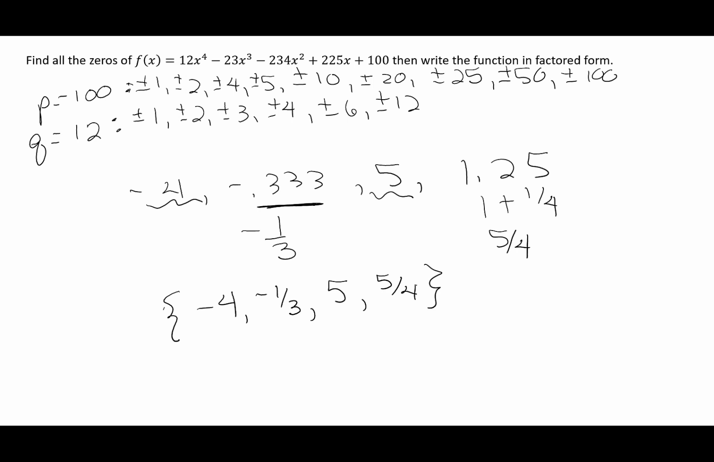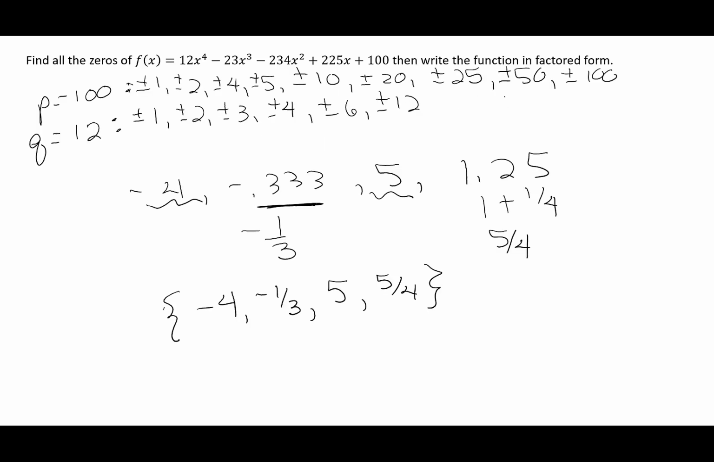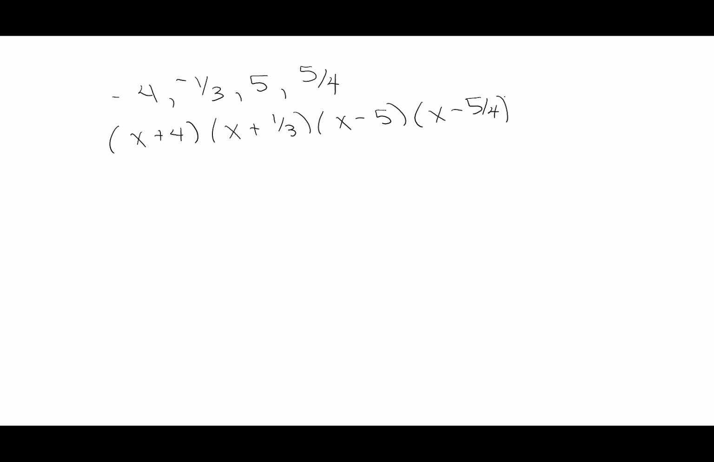Let's go ahead and write this in factored form so we get practice with that one more time. So negative 4 tells me I have x plus 4. Negative 1/3 says I have x plus 1/3. 5 says x minus 5. And then 5 over 4 says x minus 5 over 4. Now, if you remember back, our leading coefficient was 12. So we need to make sure this is also a 12.